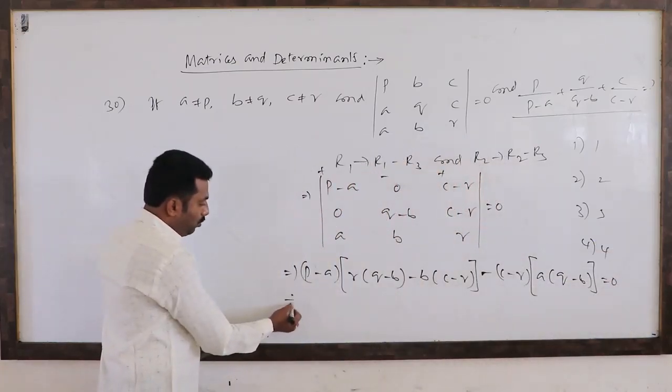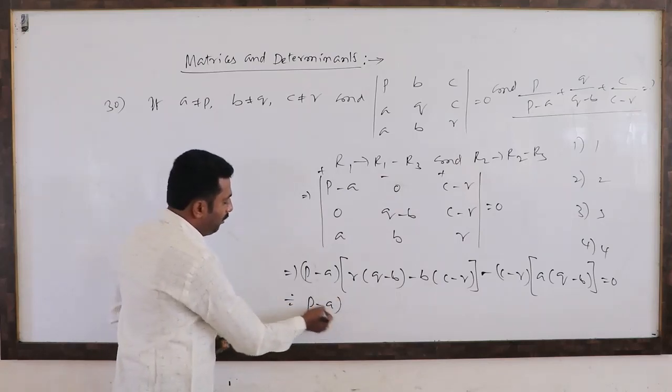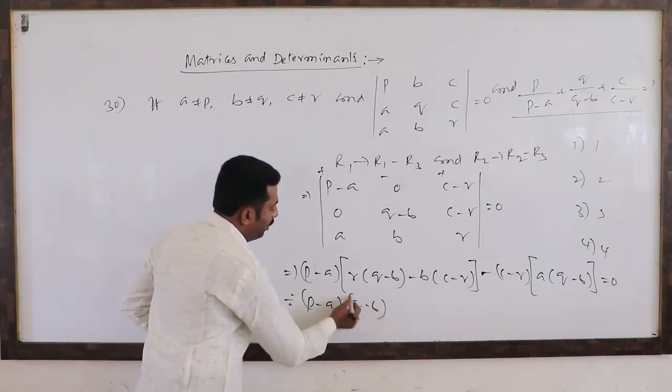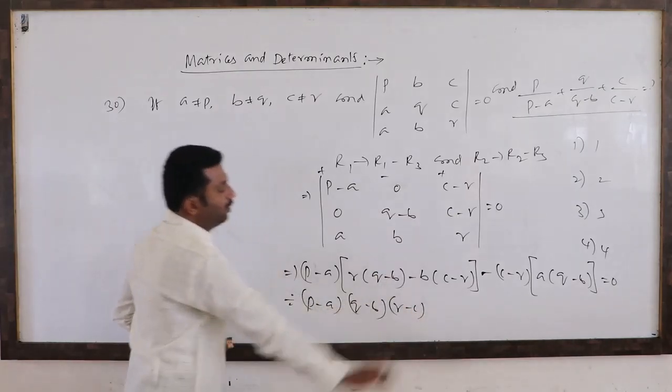So you observe, both sides divided by P minus A, Q minus B, R minus C. What happened? We'll see.